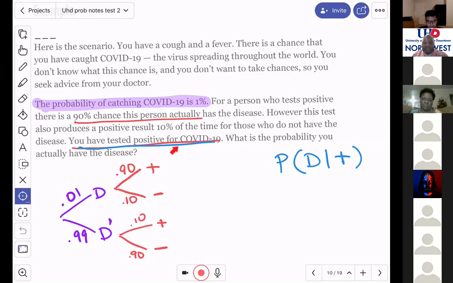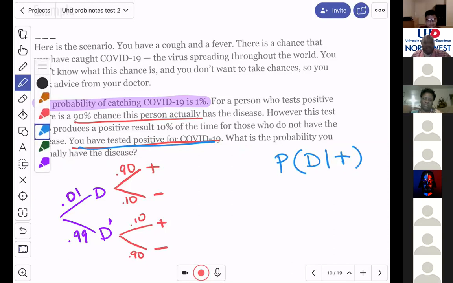You have tested positive for COVID. That means that is the given. Did I say the explicit word given there? No, I didn't say that was explicitly given. But we know this is given. You've tested positive. Now that I know this piece of information, you tested positive, what is the probability you actually have the disease?